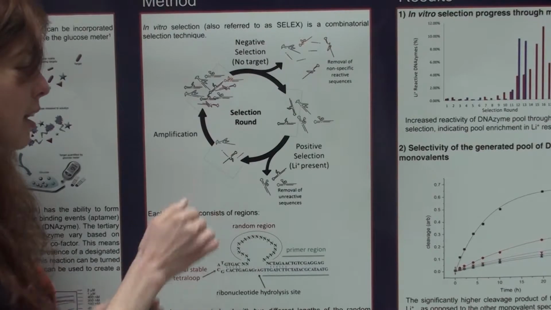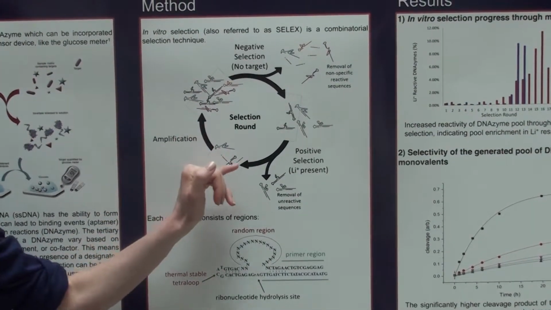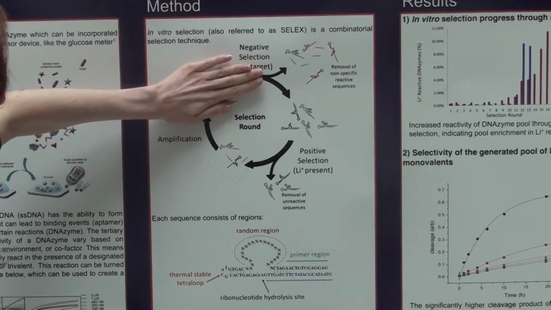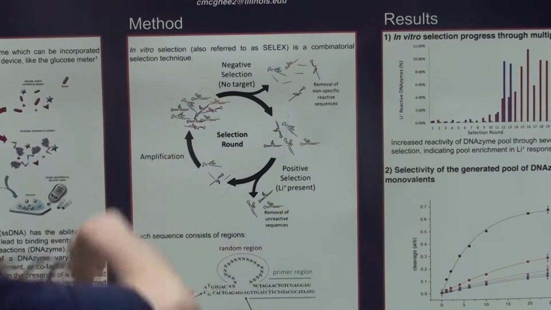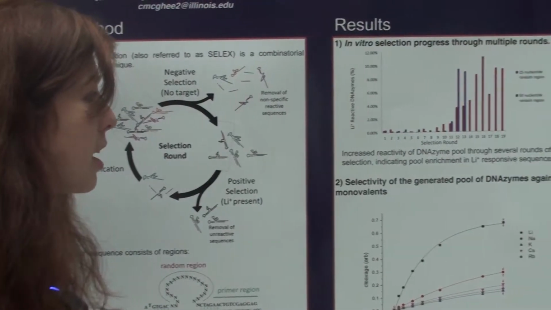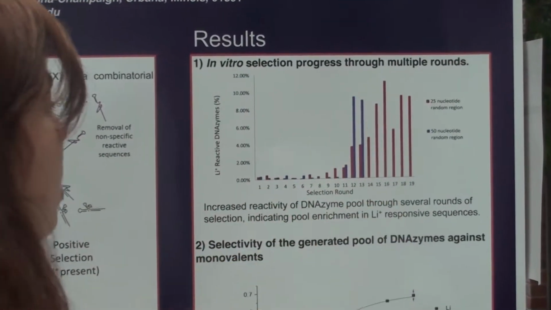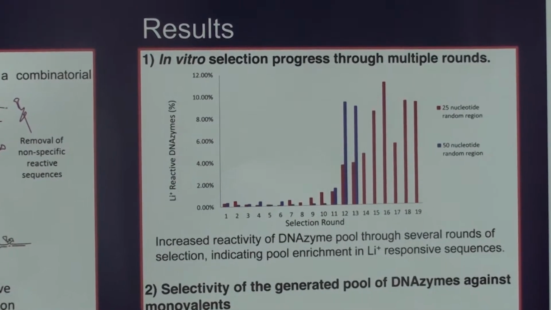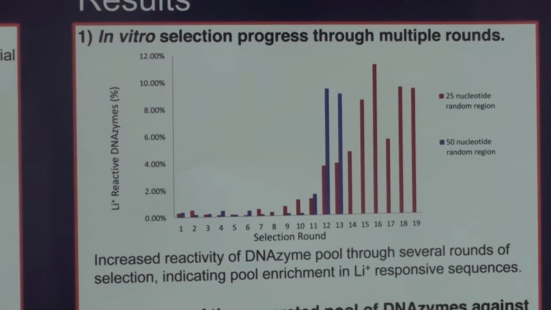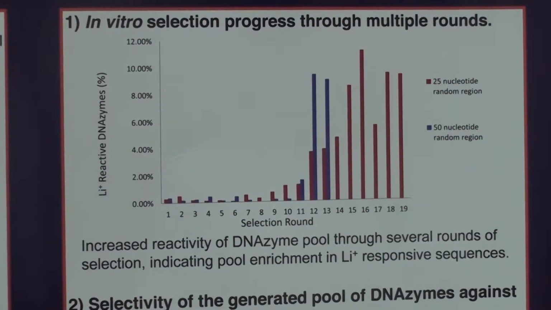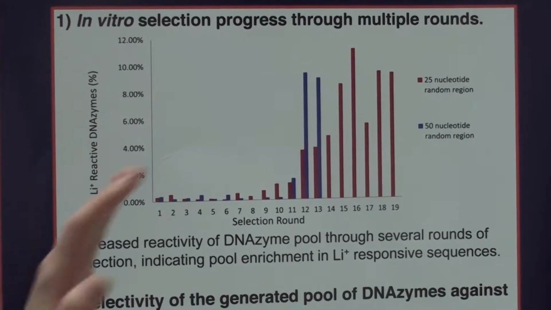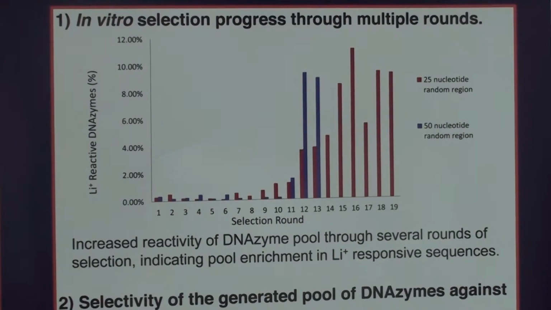And so then we can take everything that was unreactive and use PCR amplification to go back into this round up here with a different set of DNA, or a more limited set of DNA, and continue throughout these rounds. So the progress that I've made on this so far is by going through about 20 rounds of selection. I have two different pools, one that has around 25 nucleotides and one that has about 50 nucleotides in the random region. So what we see is a general increase in the amount of DNA that is cleaving in the presence of lithium to about 10% in the later rounds.